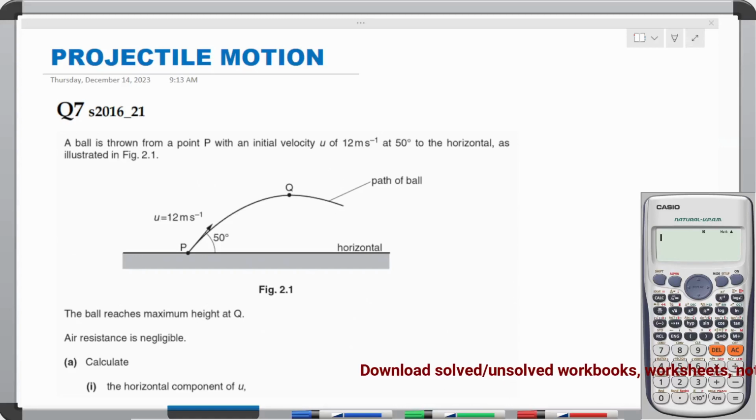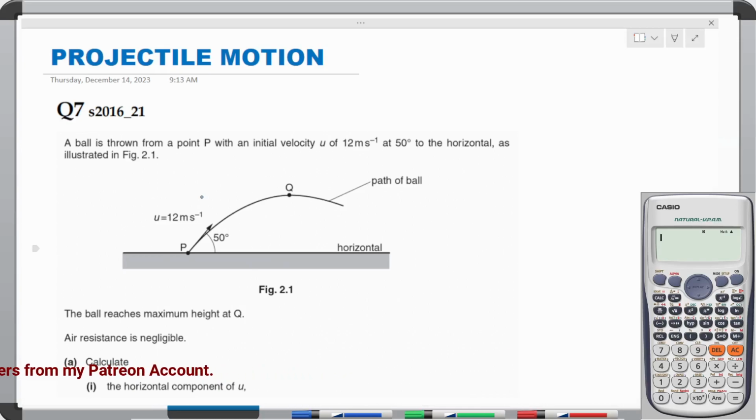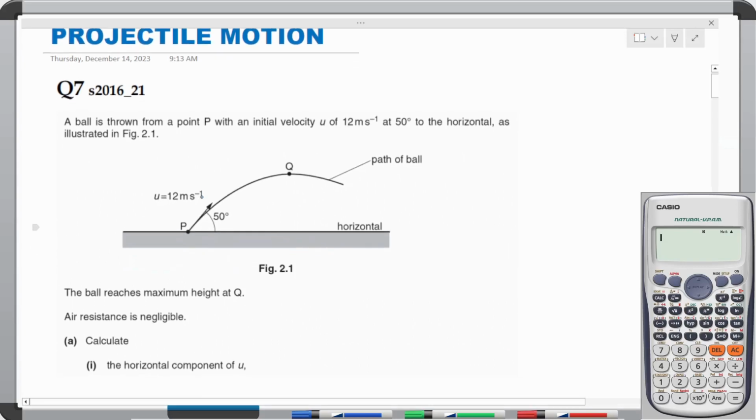Hello everyone and welcome to a lesson of physics. Today we are starting off with the past paper practice of the topic projectile motion. I've tried to compile all the kinds of questions that they can ask you in the exam. So let's start off with the first one.